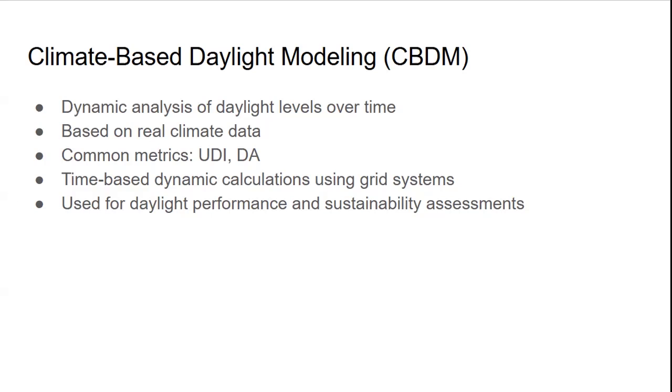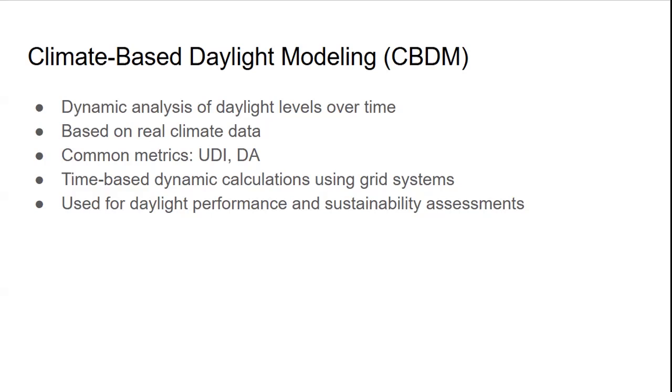CBDM simulations rely on weather files for specific locations. Each file provides solar and sky data, which contains direct normal radiation and diffuse horizontal radiation. Direct normal radiation refers to the solar radiation that reaches the Earth's surface directly from the sun, traveling in a straight path and measured on a surface perpendicular to the sun rays.